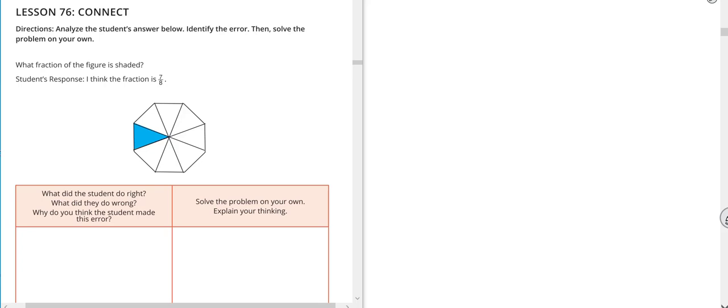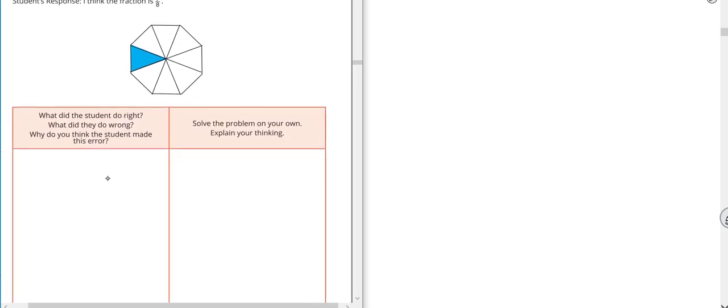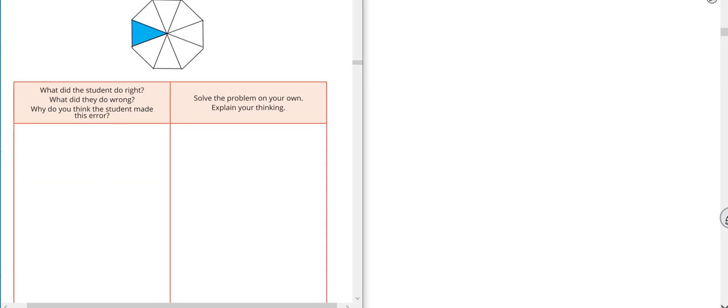Analyze the student's answer, identify the error, then solve the problem on your own. What fraction of the figure is shaded? Student response: I think the fraction is 7/8. What did the student do right? What did they do wrong? Why do you think the student made this error?